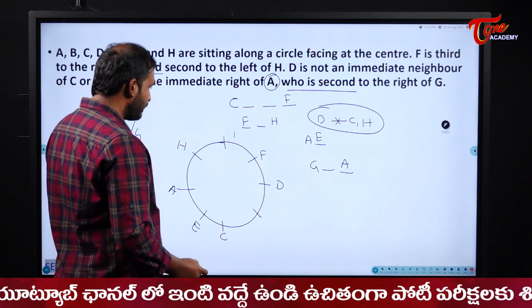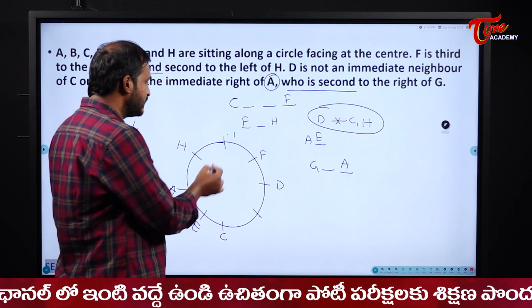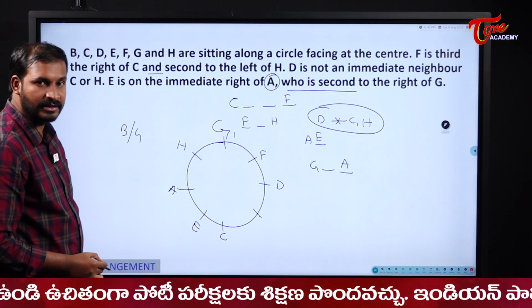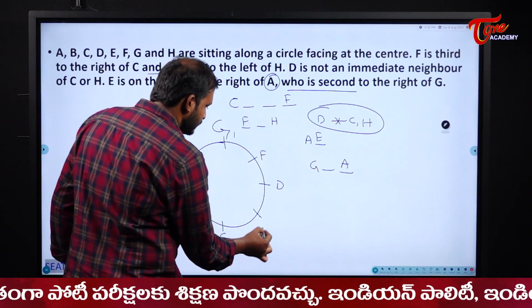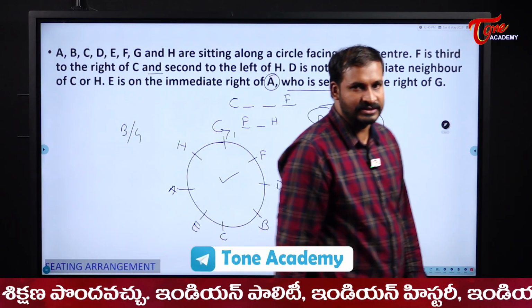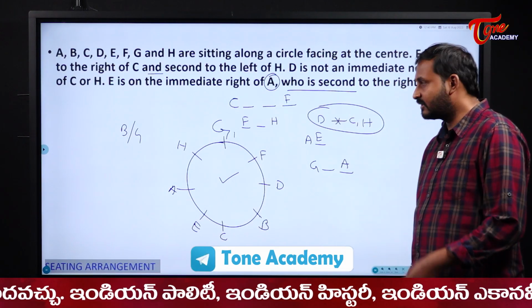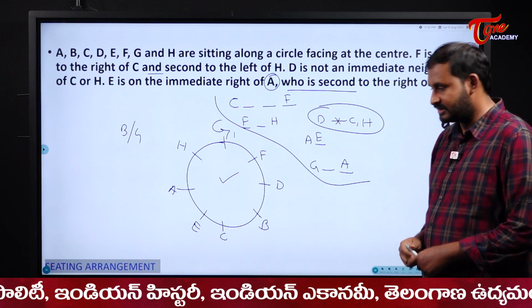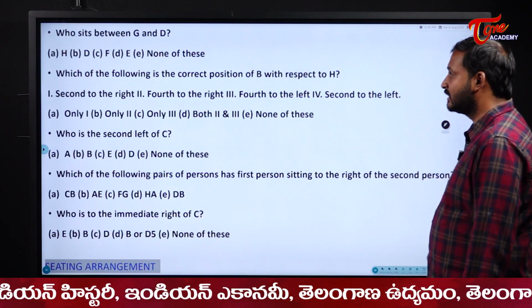Now tell me where I can place G so that A can be second to right of G. So definitely I can place G here. This will become second to right of G. So I will have B here. So this is the final arrangement for me. A simple question. Even though they gave us only three to four logics, it is very clear for us. Now we will try to answer the questions.